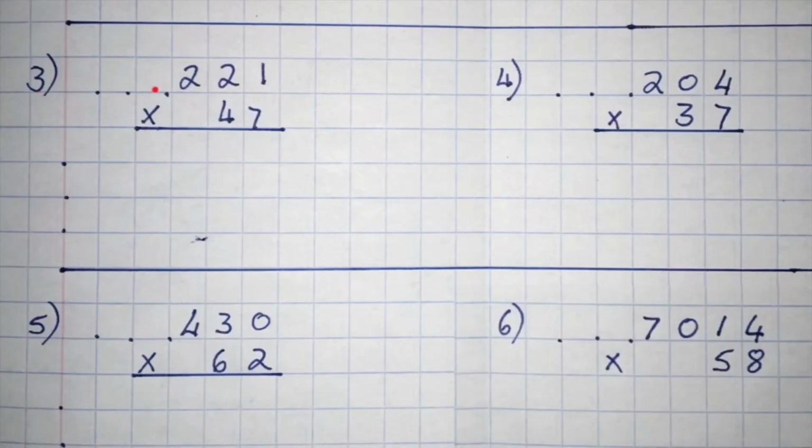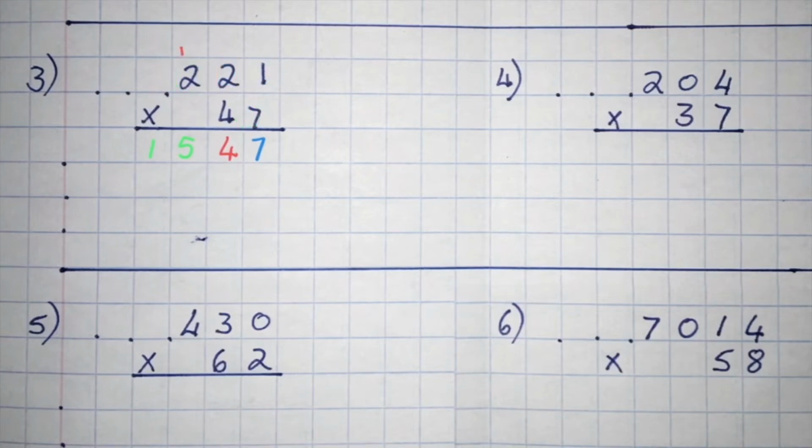Write down 3, skip 3 blocks, 221 times 47. I'm going to start with the units. 7 times 1 is 7. Then I'm going to say the same 7 times a 2 is going to give me 14, and I have a carry. And then I'm going to say the same 7 times 2 is 14, plus the 1 is going to give me 15. There are no further numbers for the 7 to multiply against, so that top line is finished.